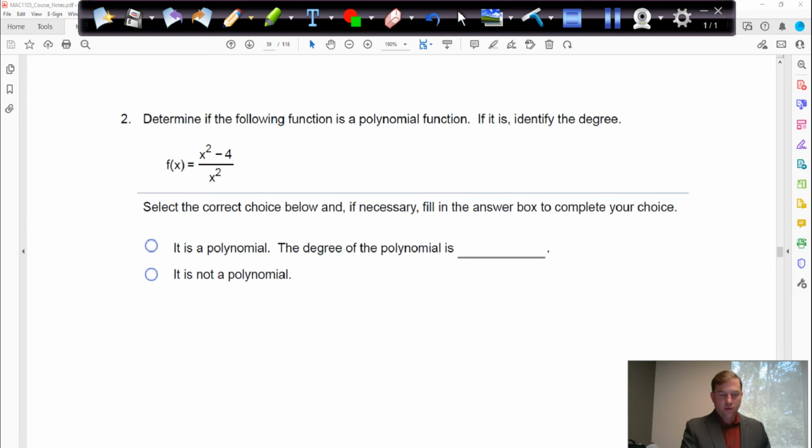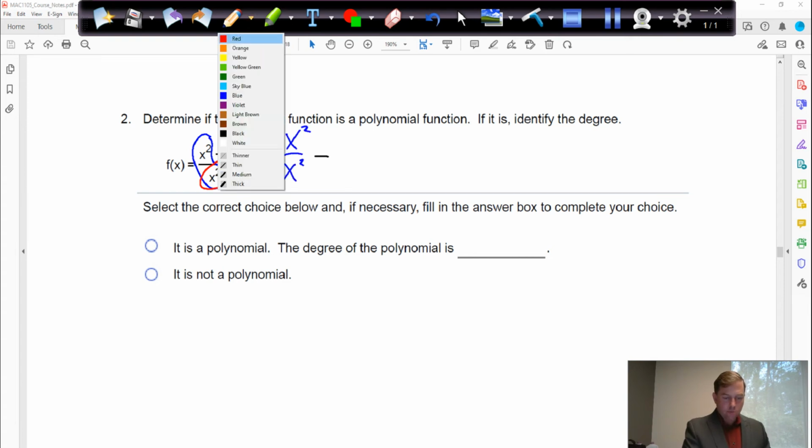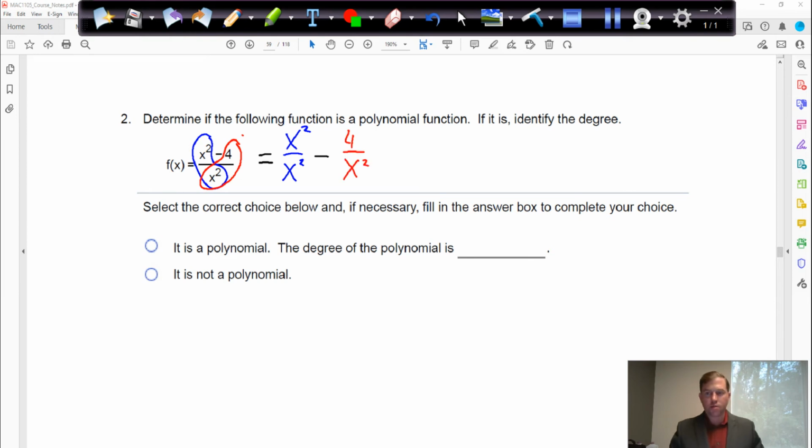Okay, for number 2, it's very similar, but I'm going to do one algebra trick, and that is if you have two things separated by a plus or minus on top of one thing, you can split it into two things. So I can split this into x squared over x squared, and the minus sign stays, and then I have 4 over x squared. Try to use color here to help you see what I'm doing. So you can actually split multiple things on top of one denominator into the two separate fractions.